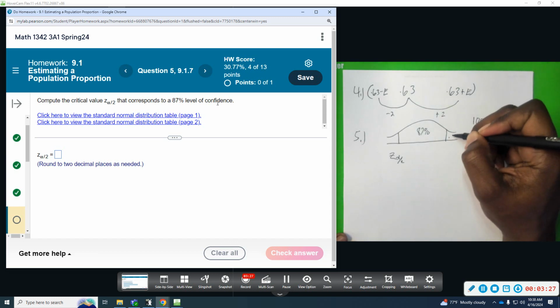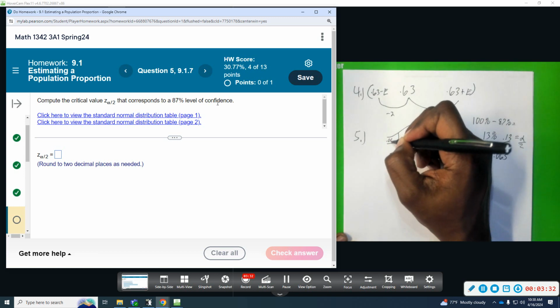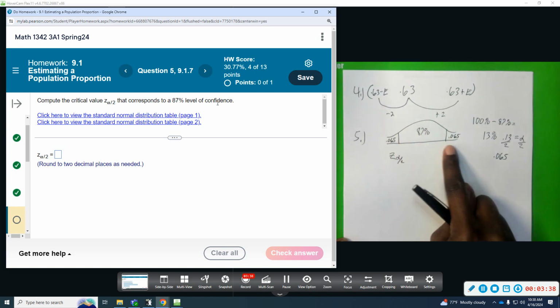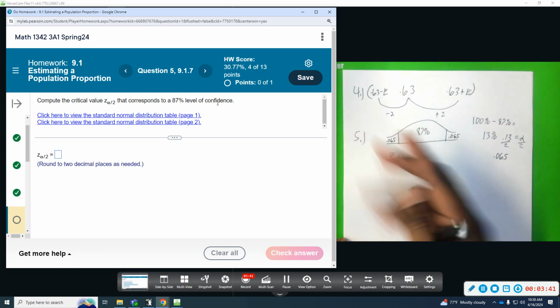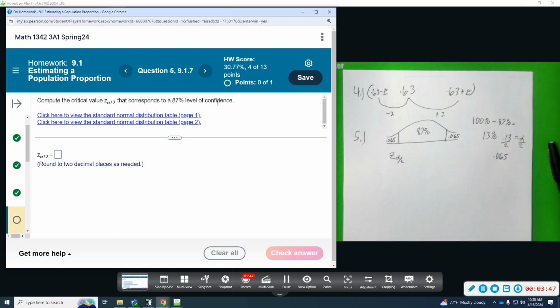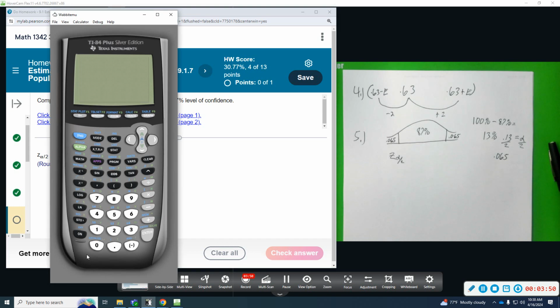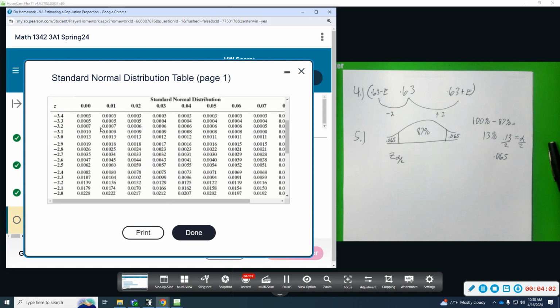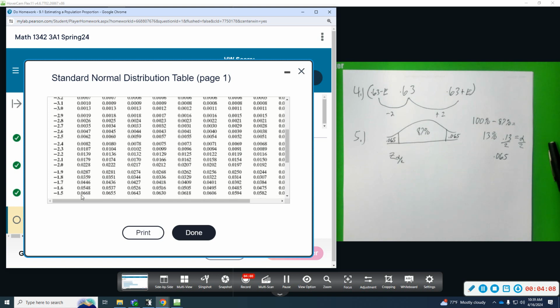So the area to the left is 0.065. We're going to work backwards and try to find this percentage in the table, 0.065. We can use technology if you need to confirm that. 0.13 divided by 2 gets us 0.065. So I'm going to be looking in the left table, the negative, looking in the middle for 0.065 or the closest thing to it, 0.0655.